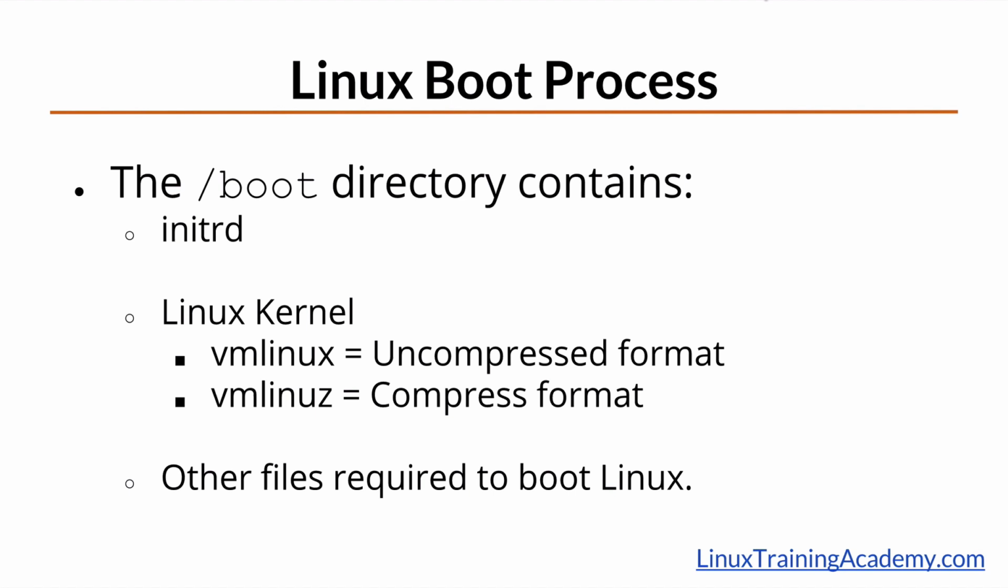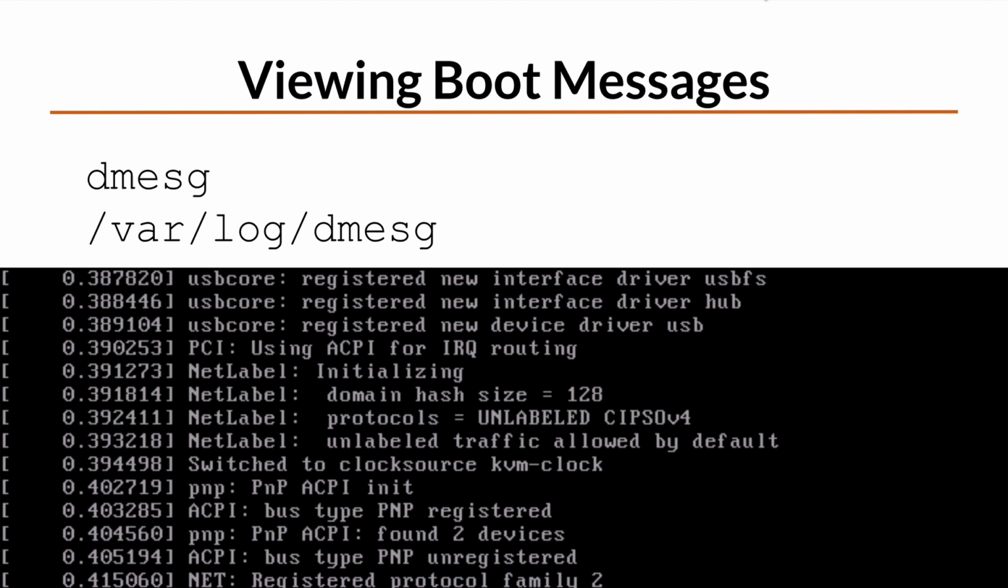When a system boots up, there can be a lot of messages that just fly by the screen. These messages are generated by the Linux kernel. There are two ways to see these messages. The first way is to use the dmesg command, which dumps the contents of the kernel ring buffer to the screen. By the way, that command is spelled dmesg.